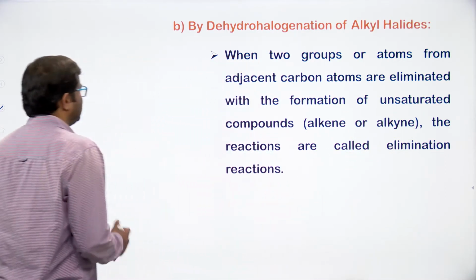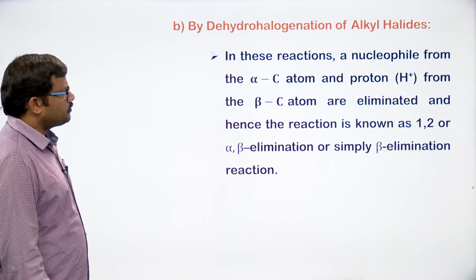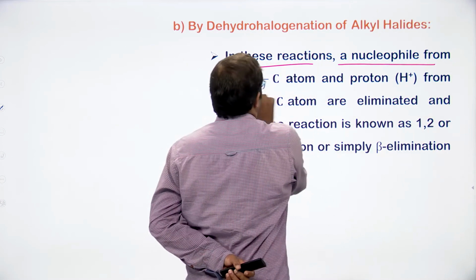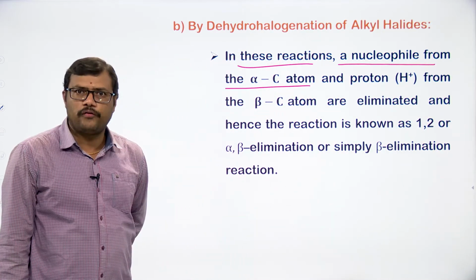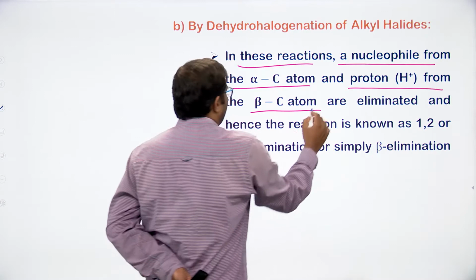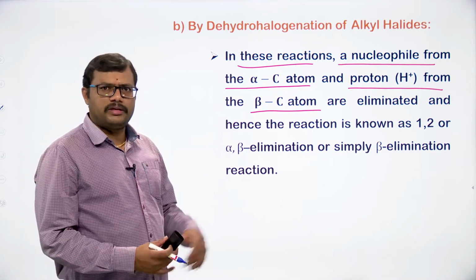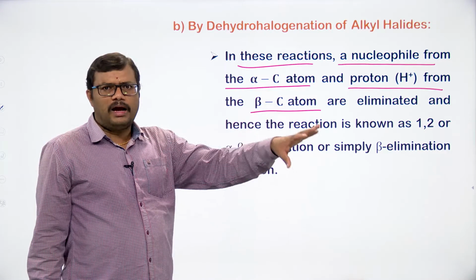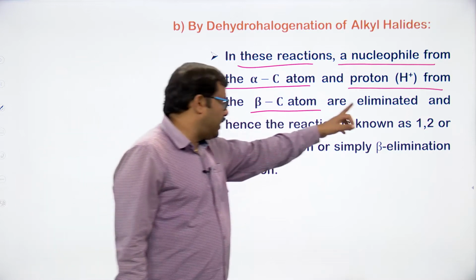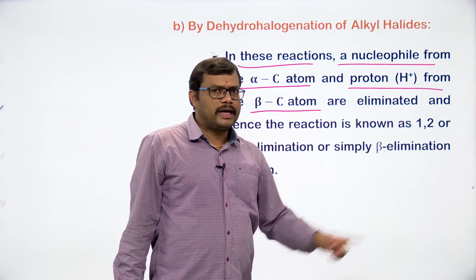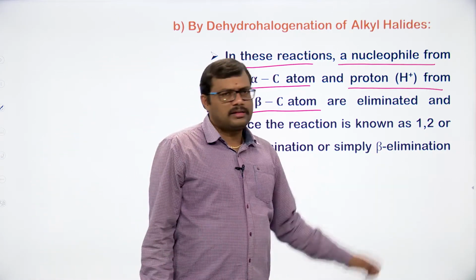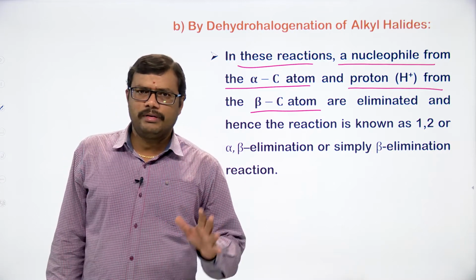Organic reactions are of different types: addition reactions, substitution reactions, elimination reactions, and rearrangement reactions. This is a kind of elimination reaction. What is happening in this case exactly? A nucleophile from the alpha carbon atom is removed, and a proton from the beta carbon is removed. Both these groups are eliminated, and hence these reactions are known as 1,2 eliminations, or alpha beta eliminations, or simply beta elimination reactions.